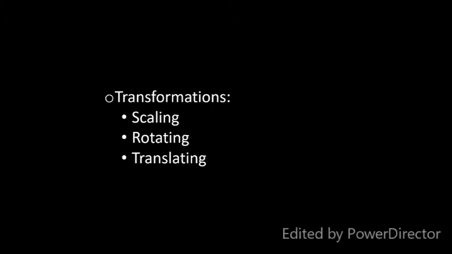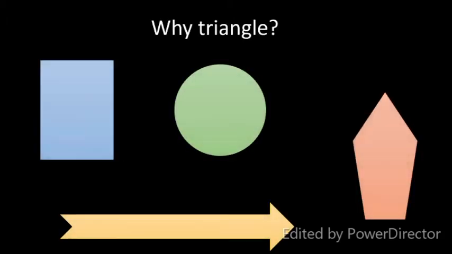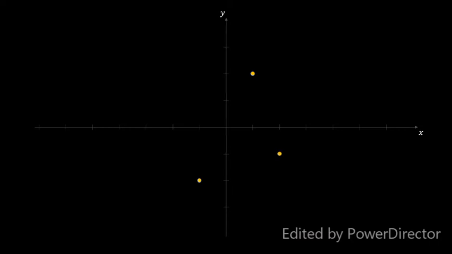These are scaling, rotating, and translating the shape. On a 2D plane, every shape can be represented as a set of triangles. So it will make sense if we think about one triangle at a time. And by modifying a triangle, we know how to modify the entire shape. Here we have an arbitrary triangle on a 2D plane.